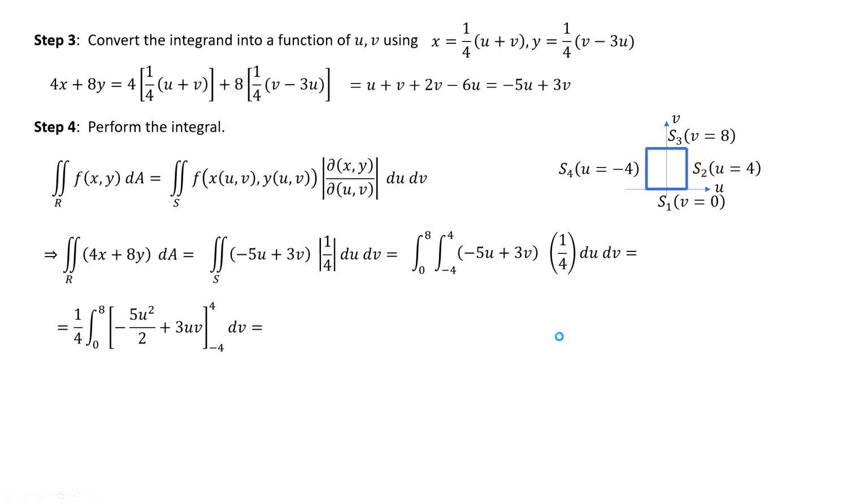And we integrate the rest. I yanked that 1/4 outside. The integral of u is u square over 2. Initially, I'm integrating with respect to u, so I'm thinking of v as a constant. So I have 3uv, and I'll apply the limits negative 4 to 4. When I do that and simplify, we end up getting this, and we'll integrate from 0 to 8. That turns out to be 192.